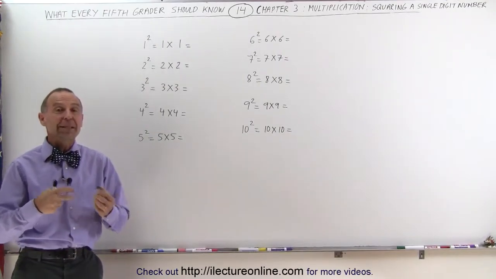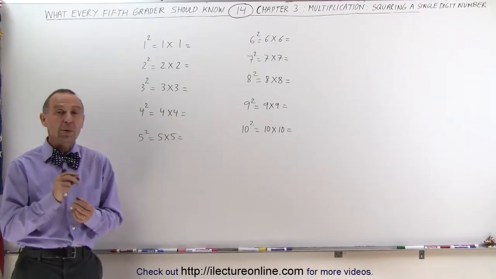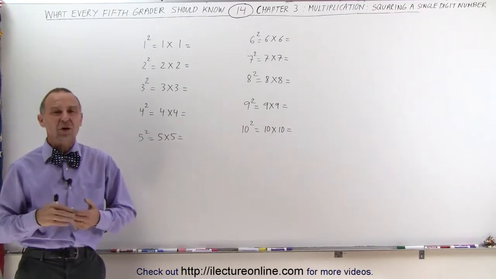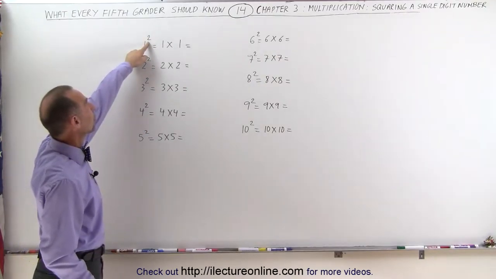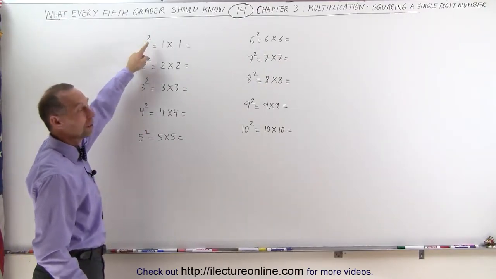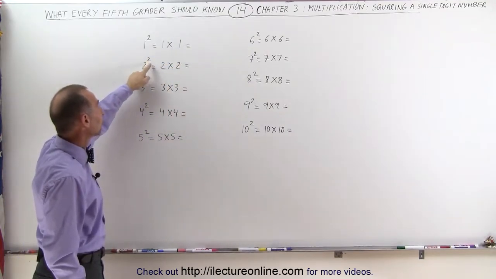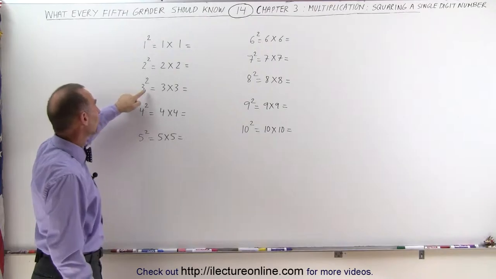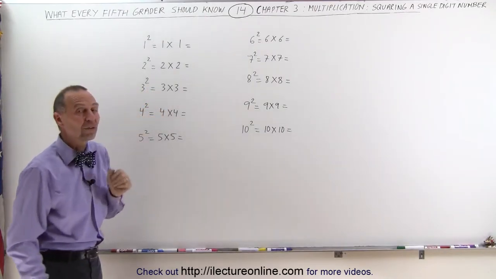While studying the multiplication tables and trying to memorize them, it's a good thing to know that when we multiply a number by itself, that's called squaring of a number. For example, when we put an exponent above the number, 1 squared, and that's how we say it, is the same as 1 times 1. 2 squared is the same as 2 times 2. 3 squared is the same as 3 times 3. 4 squared is the same as 4 times 4, and so forth.